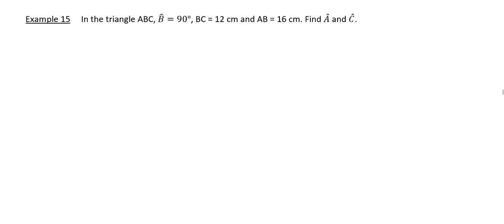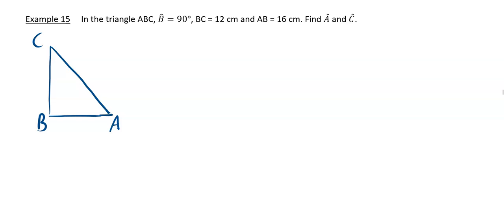Okay, last example says, in the triangle ABC, angle B is 90 degrees, BC is 12, AB is 16. Find angle A and angle C. The best thing to do here is draw a rough right angle triangle. Label the right angle first. The right angle was B, and then your A and your C can go anywhere. I put the A on the horizontal and the C on the vertical here.